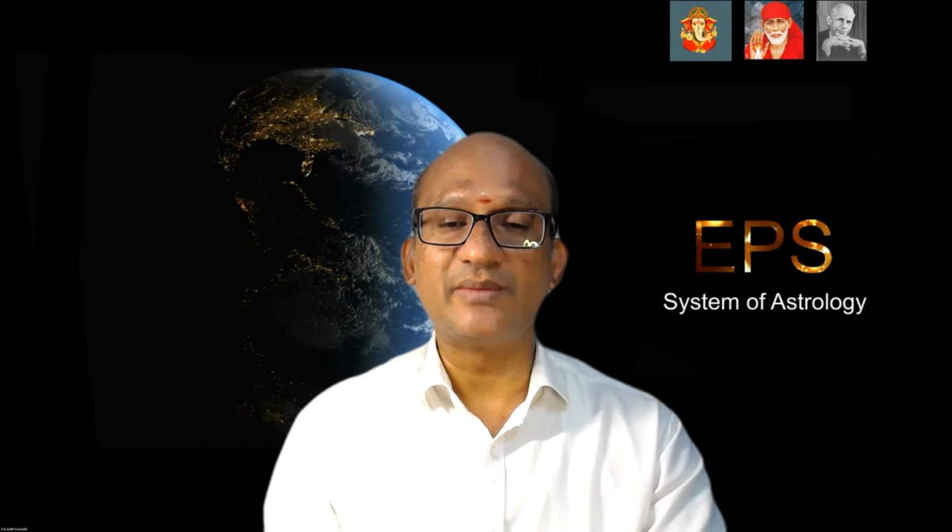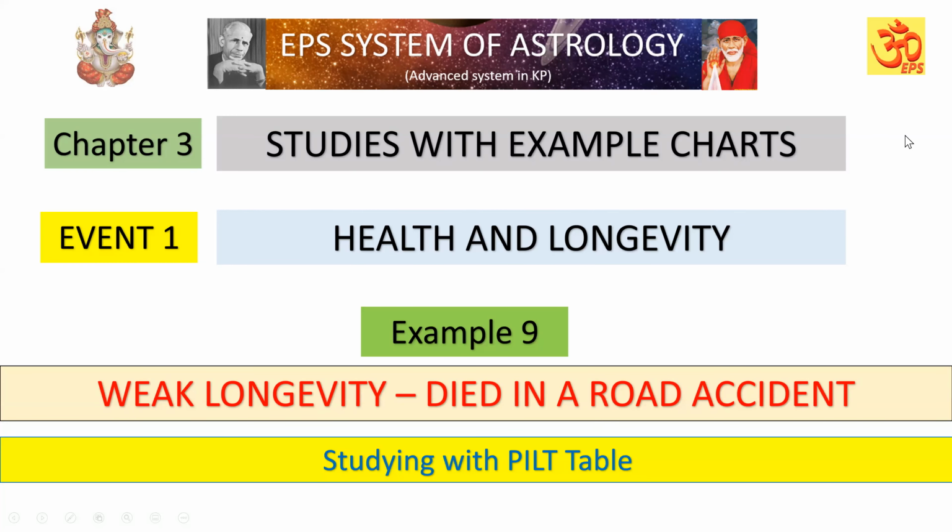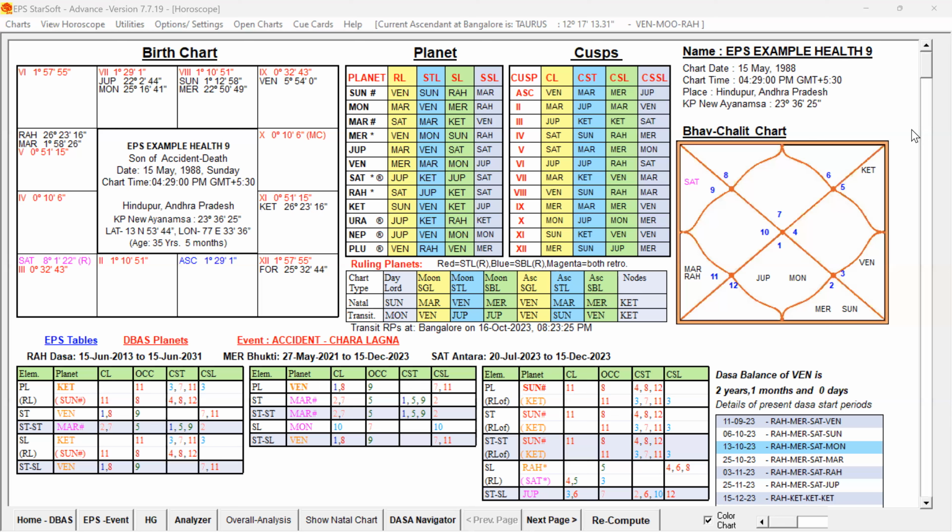Now let us examine this example chart with the help of the PILT table. Example 9, weak longevity, died in a road accident. We are going to study this example with the PILT table. This is the birth chart of the male native. Now let us go to the PILT page.